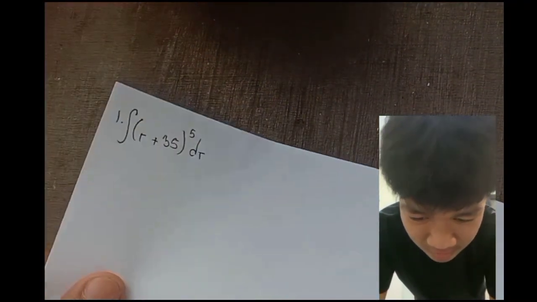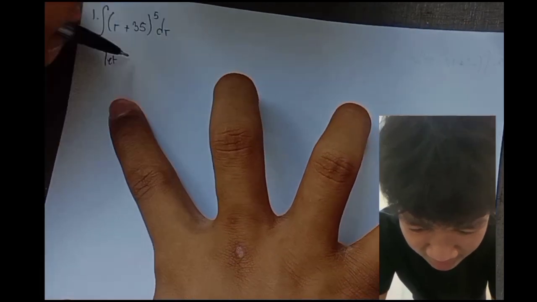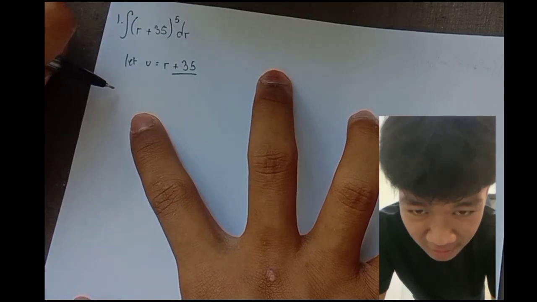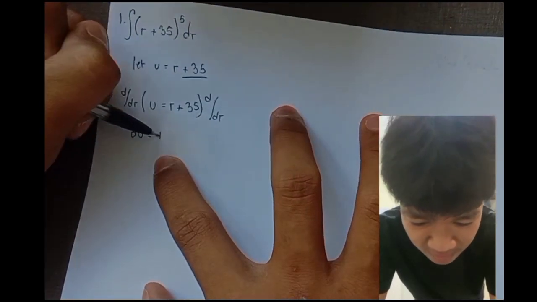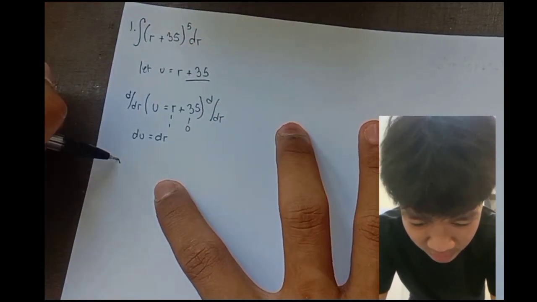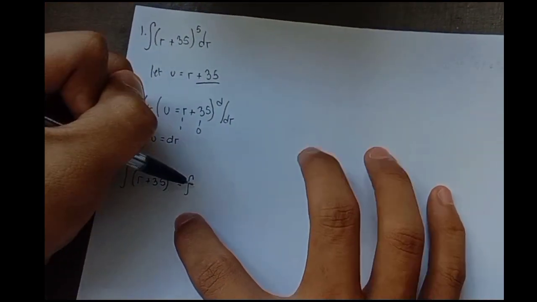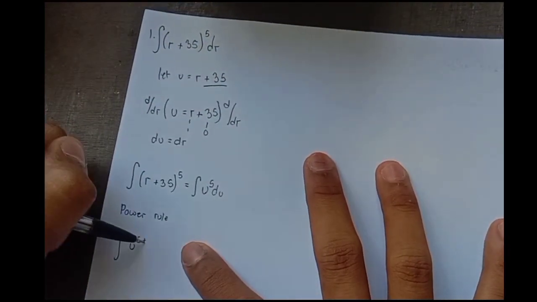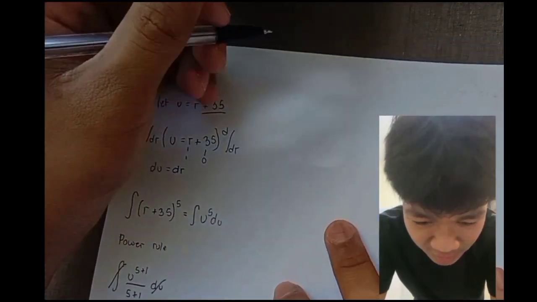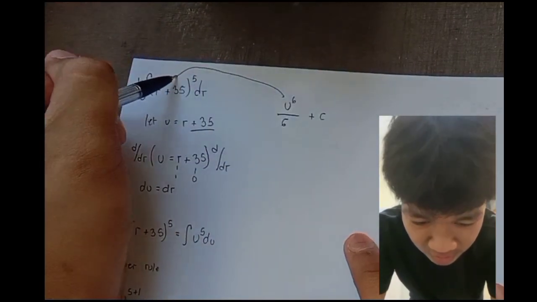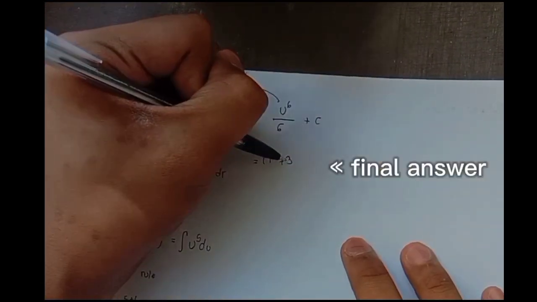Here we have two givens. For number 1, the first step we will do is let u equal r plus 35 and find the derivative of r plus 35. The derivative of r plus 35 is du equals dr. The derivative of 35 is 0 and the derivative of r is 1. The integral and the du cancel, since we applied the rule u raised to 6 over 6 plus c. Then we replace u with the expression in the parenthesis.